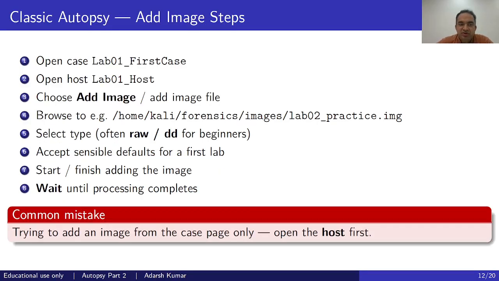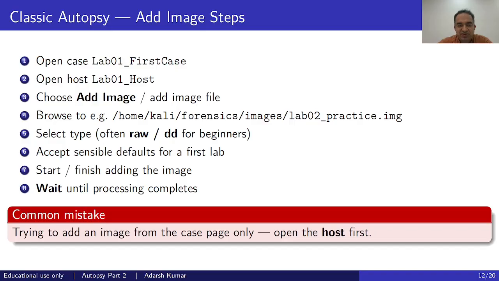Now, if you are using classic Autopsy in the browser, you have to follow the steps which we have followed in the experiment. You have to open the case first, which is the lab 01 first case, and then open the lab 01 host and choose the add image file option. Now browse to the path which has your raw image.